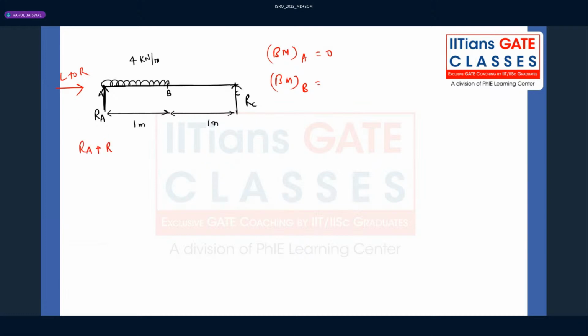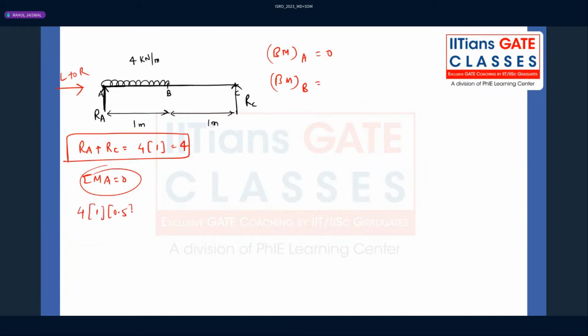Summation of forces in the y direction is 0. So RA plus RC is 4 into 1, that is 4. Summation of moment about point A is 0. Then 4 into 1 into 0.5 equals RC into 2. RC will be 1. So RC is 1 kilonewton. Then RA will be 3.